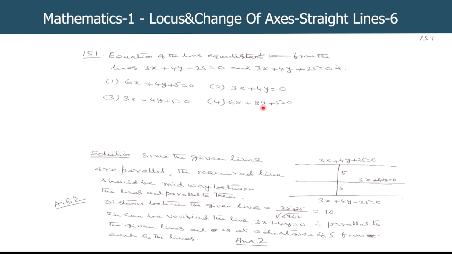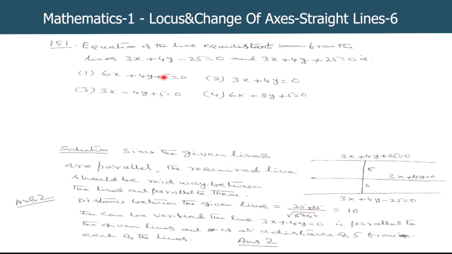Now, the equation of the line equidistant from these two lines means it must lie in between the two given lines, at a distance that is half of the distance between the original lines from each of them. So that means the line midway between the two given lines and at a distance of 5 units from both lines. So the distance between the given lines is 10, and it can be verified that the line 3x plus 4y equal to 0 is parallel to the given lines and is at a distance of 5 from each of the lines. Here you can check, just verify.